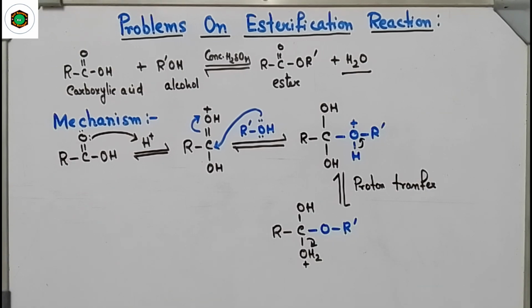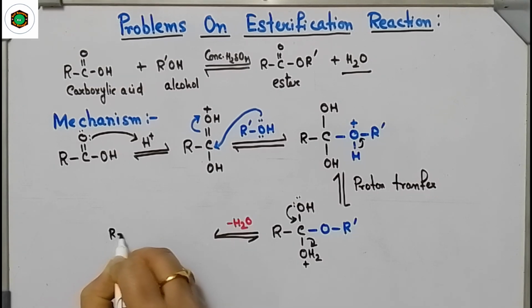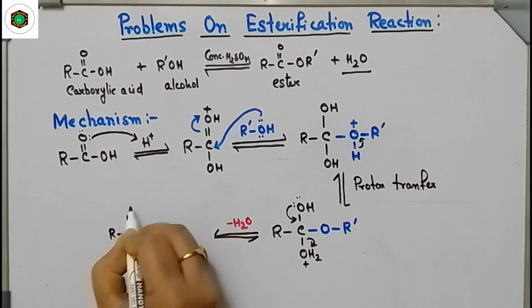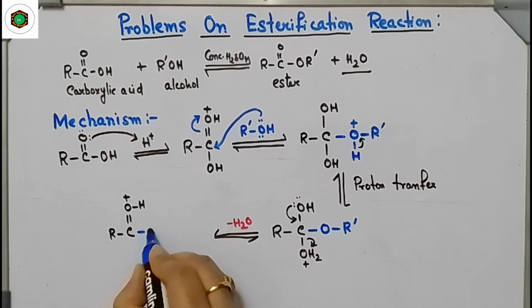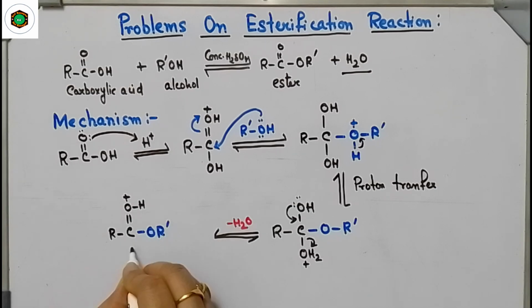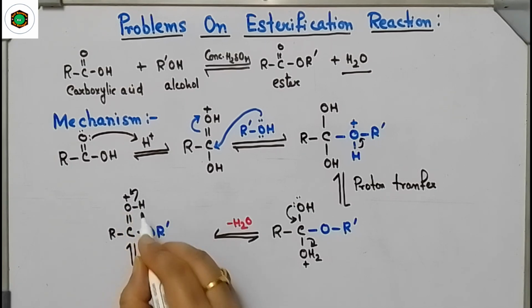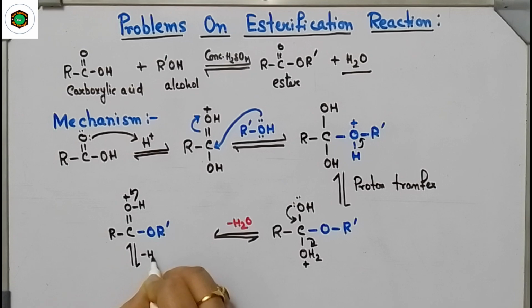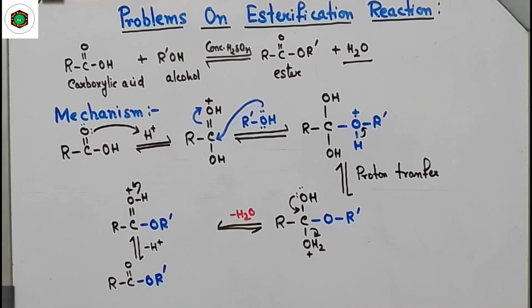Removal of water will take place. At the same time this will be donated here. So we will get R, C, double bond OH+ and here OR prime. Then this H+ will be eliminated and we will get R, C, double bonded O, OR prime. Means this is our ester.